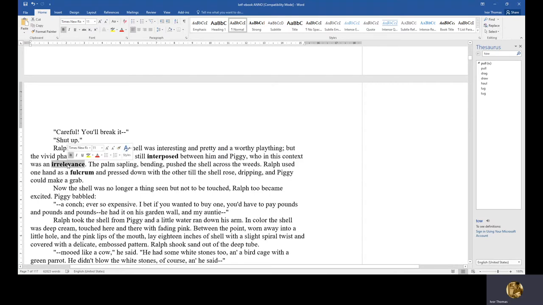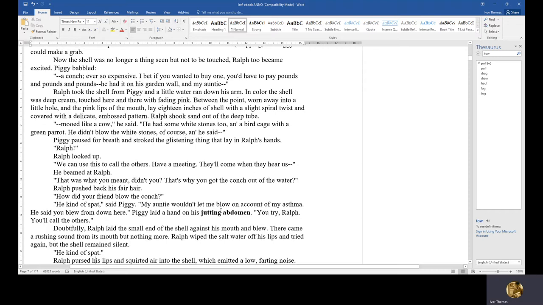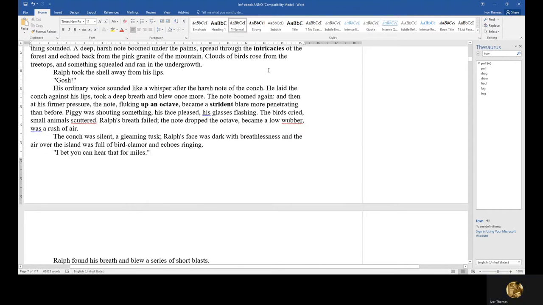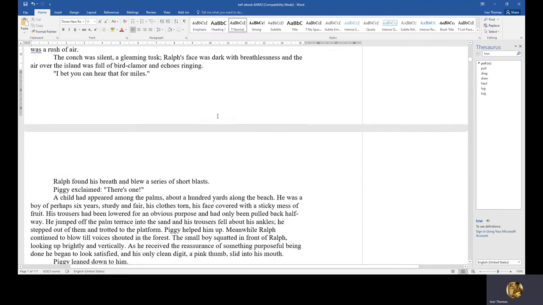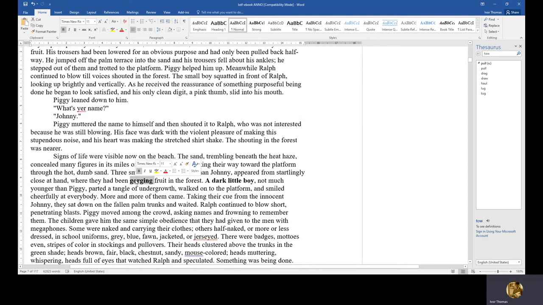Irrelevance, I imagine you know that means it's something insignificant, pointless. A fulcrum means a sort of pivot. Jutting abdomen: an abdomen is a belly, basically. Jutting means sort of pot belly situation. Intricacies are complexities. A note that flukes up an octave starts on the same note, but higher on the musical stave. We've done strident. And gorging, if you're gorging something, you're stuffing your face, eating ravenously, quickly.